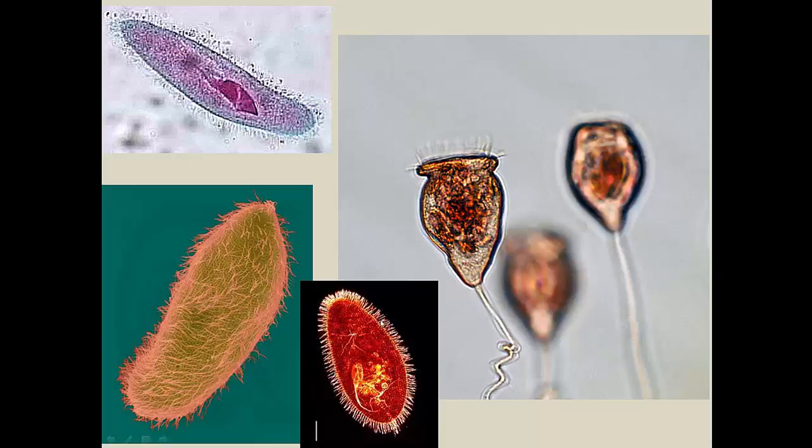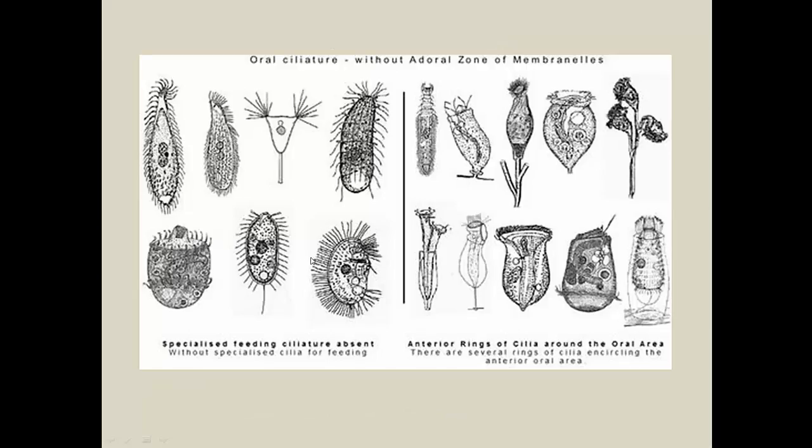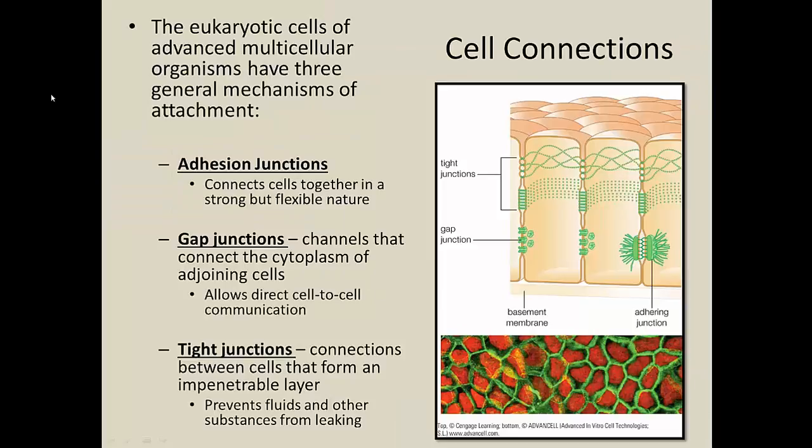Here's an example of paramecium, and they have cilia all around the outside of their body, and those are used more for movement. So some organisms use them strictly for movement, some use them strictly for filter feeding, some will use them for both. And these are all just pencil drawings here of different cilia. A couple more things and we'll finish up part 1.